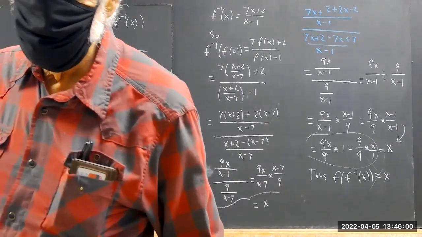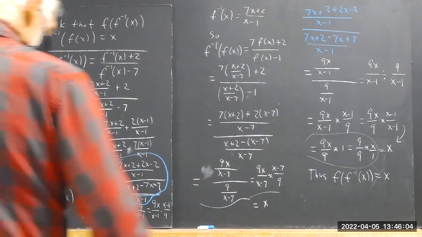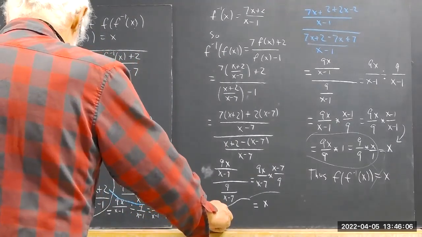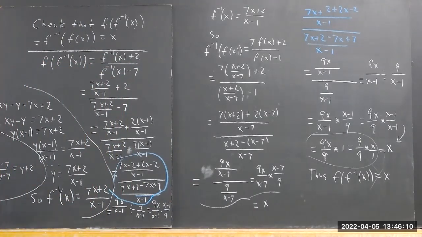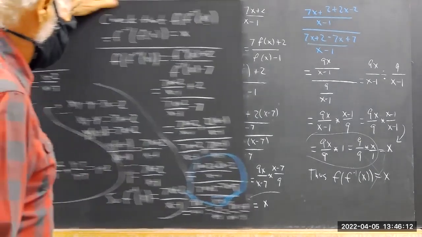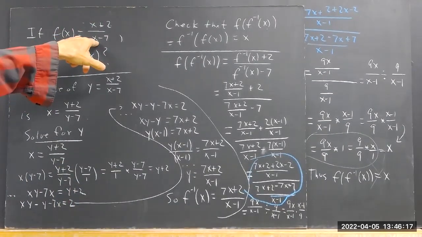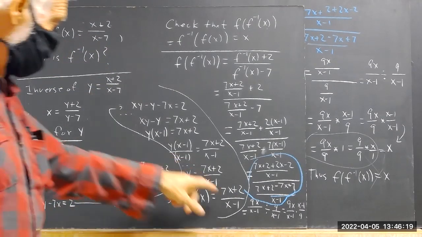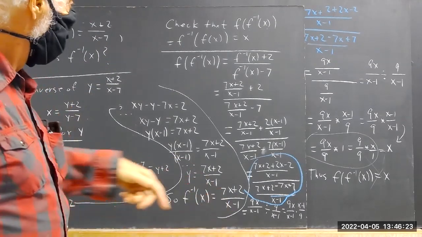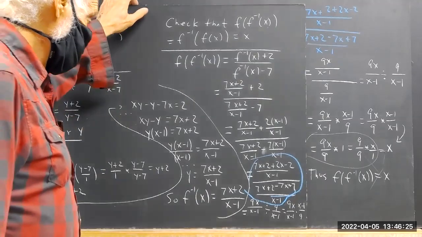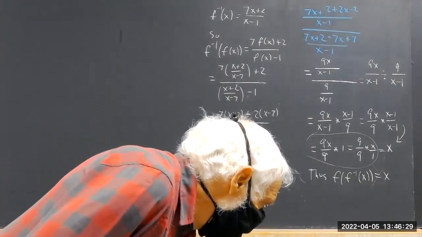I'm going to give you one to work on. Okay. There's a little more to it. You got to worry about domains, so that your f of x function here is undefined if x equals 7, and your inverse function is undefined if x equals 1. Think about the graphs of these things. Maybe that gives an idea of how that works.